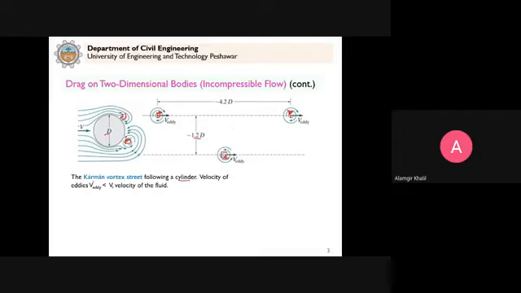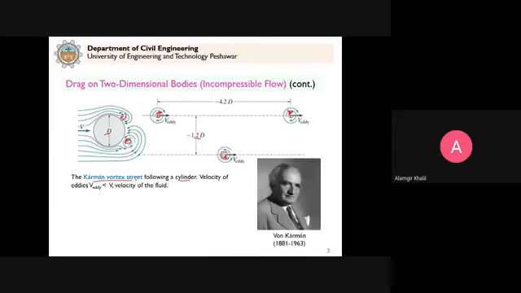So this shedding of vortices will form what is known as the Kármán vortex street. So von Kármán, we earlier used his contribution in pipe flows also for the friction factor. In this case, this Kármán vortex street is following a cylinder, clear.